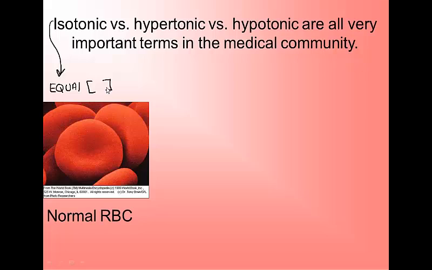For example, a normal, healthy red blood cell. You've got the red blood cell, and around it you have plasma. In an isotonic situation, the red blood cell has the exact same concentration as the plasma surrounding it. Nothing transfers to or from the red blood cell, so you have a very normal red blood cell, and it's a beautiful picture of the red blood cell.